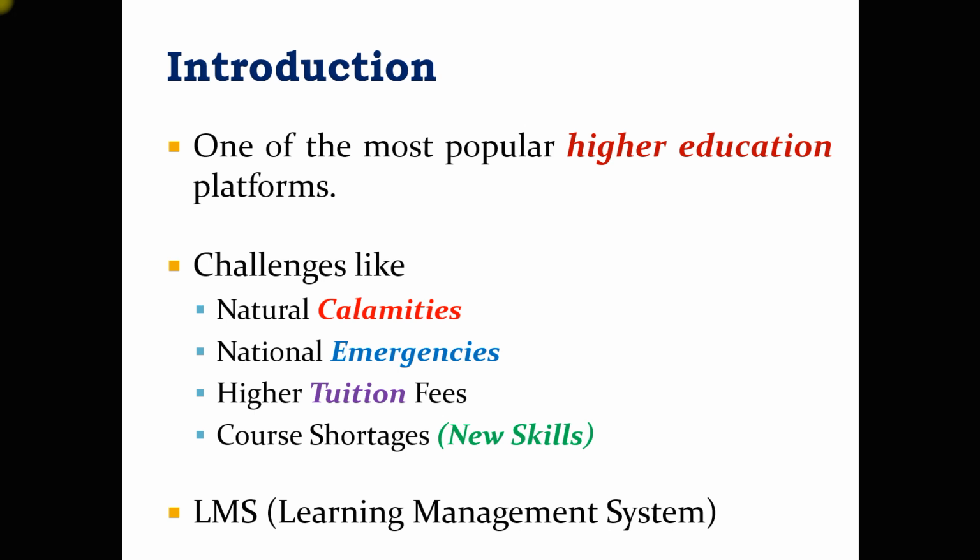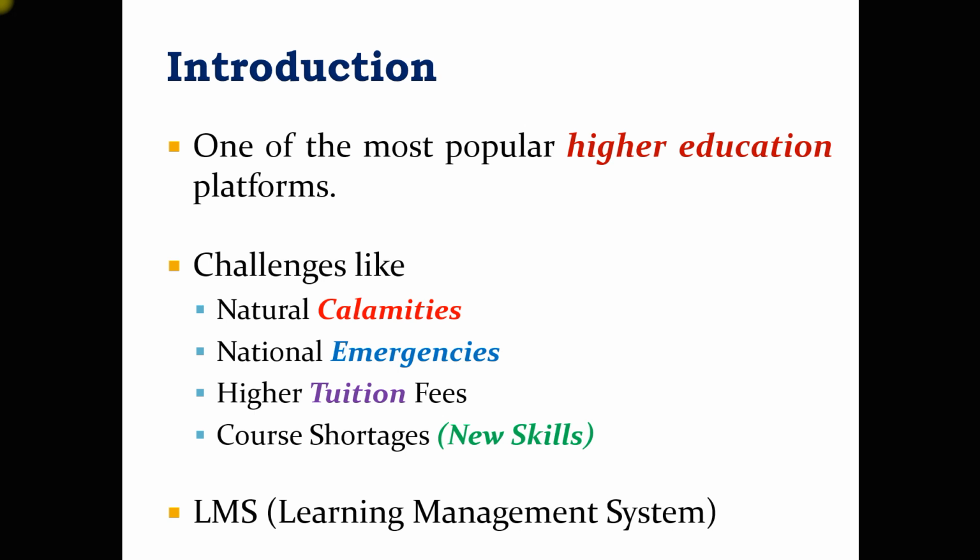And another very important challenge is course shortages. This implies that my educational institution cannot offer all the programs that are available under the sun. It means that I'm interested in learning some courses which my college is not offering, for example, artificial intelligence, machine learning, blockchain technology, and so on. These are courses which are not offered by my college, my educational institution.